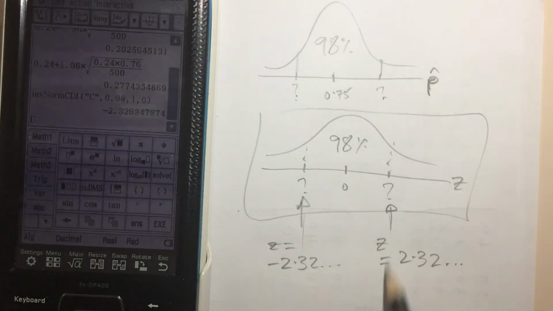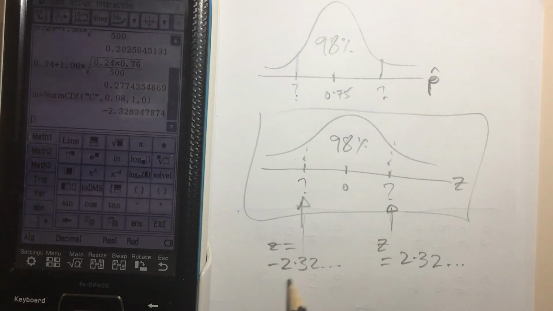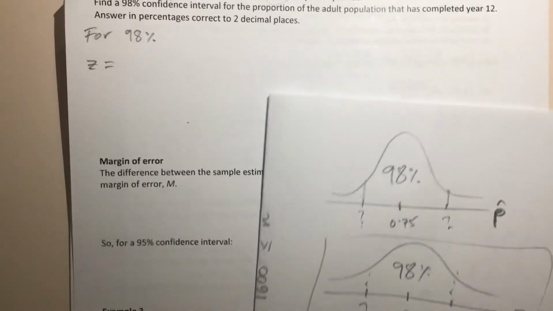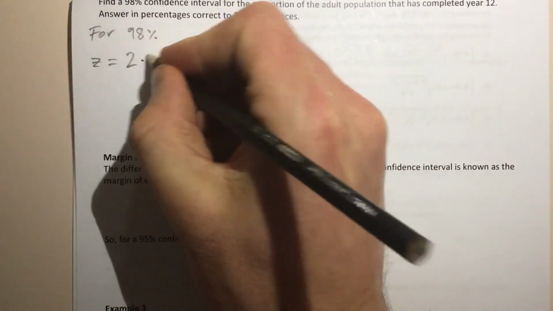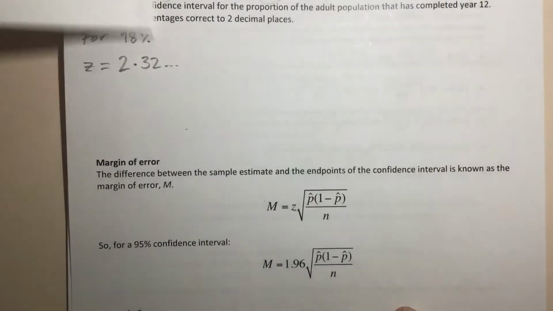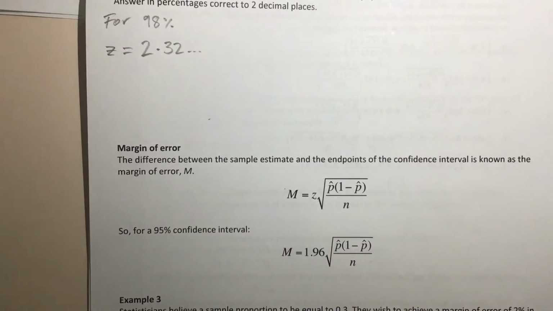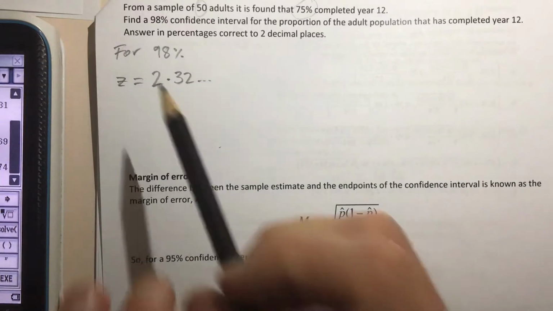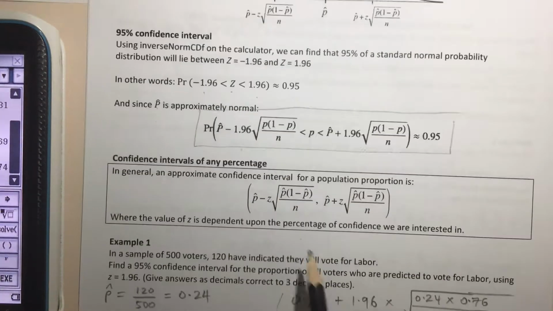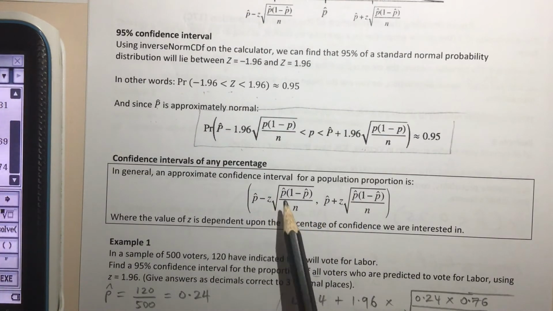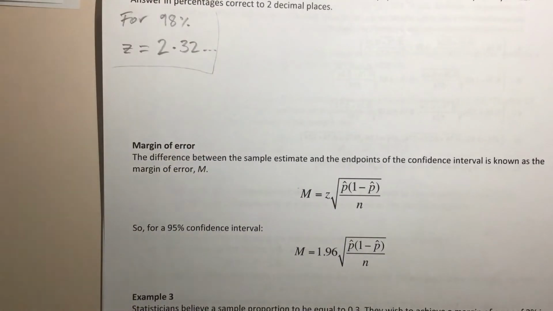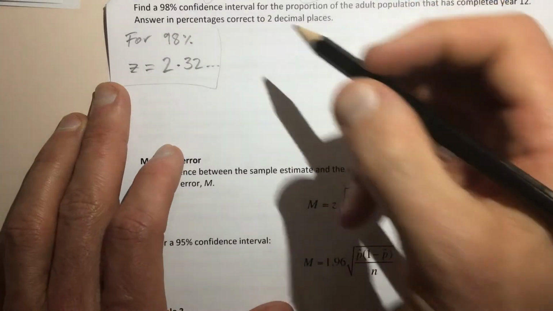Okay, so now we've got our Z values to use in this formula. It's negative 2.32 and positive 2.32. All right, so we've got it. We've got Z equals 2.32 and so on. I'm going to keep the full number in the CAS to make sure it's nice and accurate. Now we know our Z value, right? Let's go to the formula. There it is. We're just going to put Z, the P hat and the N all into this formula and find our confidence interval.